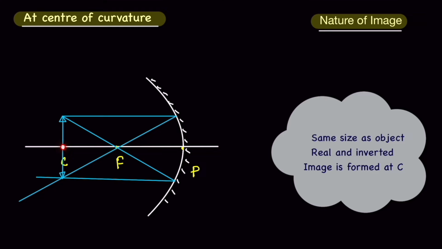So in this case height of object is equal to height of image. It is real and inverted, same size as the object. Image is formed at C. Next is between C and F.